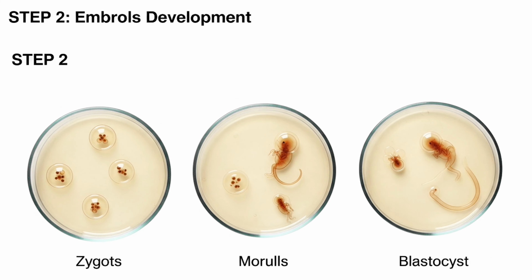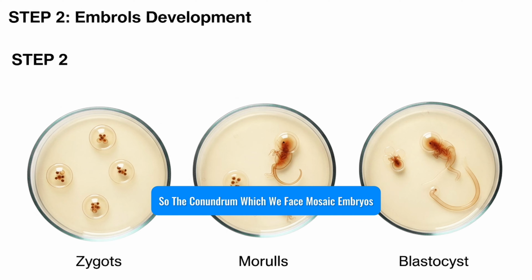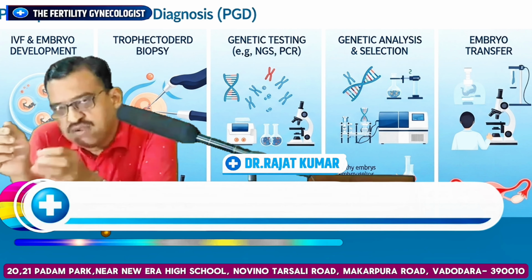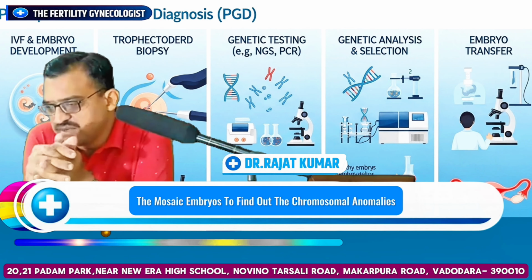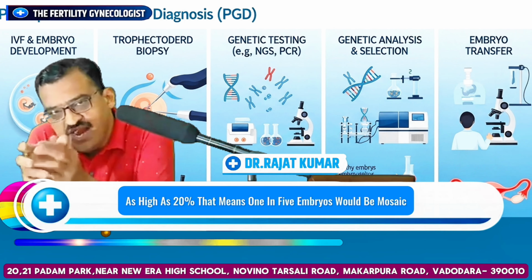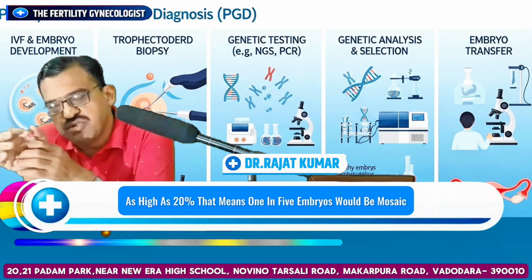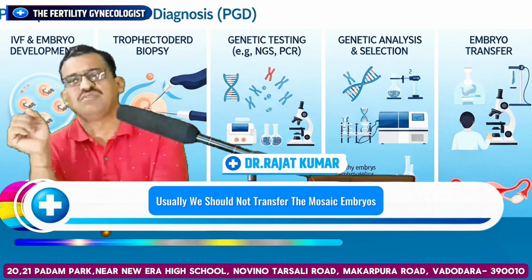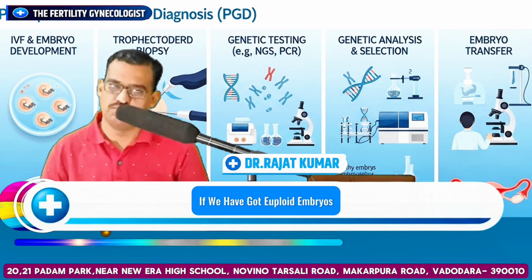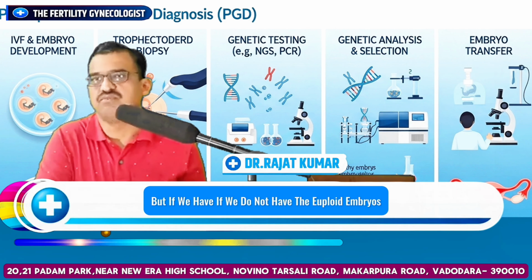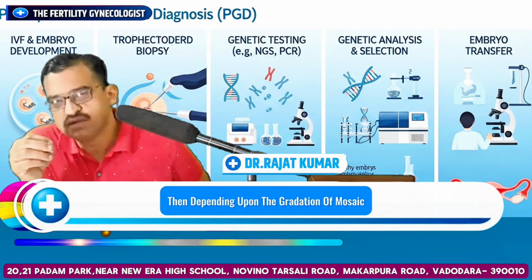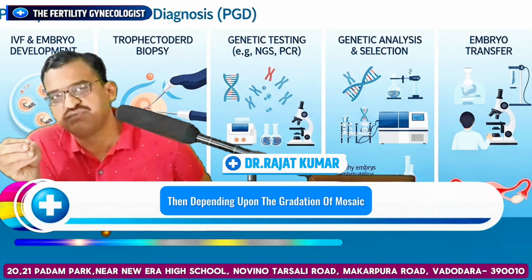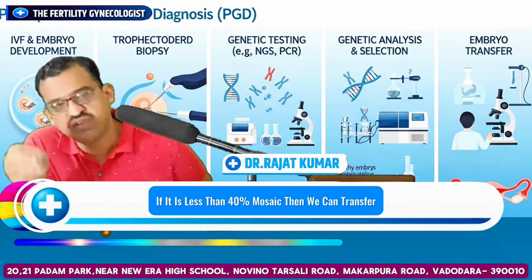So the conundrum which we face is mosaic embryos, whether to transfer or not. They've done one research and they have found that, because of this next generation sequencing which we are mostly doing nowadays to find out the chromosomal anomalies, as high as 20%, that means 1 in 5 embryos, would be mosaic. Usually we should not transfer the mosaic embryos if we have got euploid embryos. But if we do not have euploid embryos, then depending upon the gradation of mosaicism, if it is less than 40% mosaic, then we can transfer.